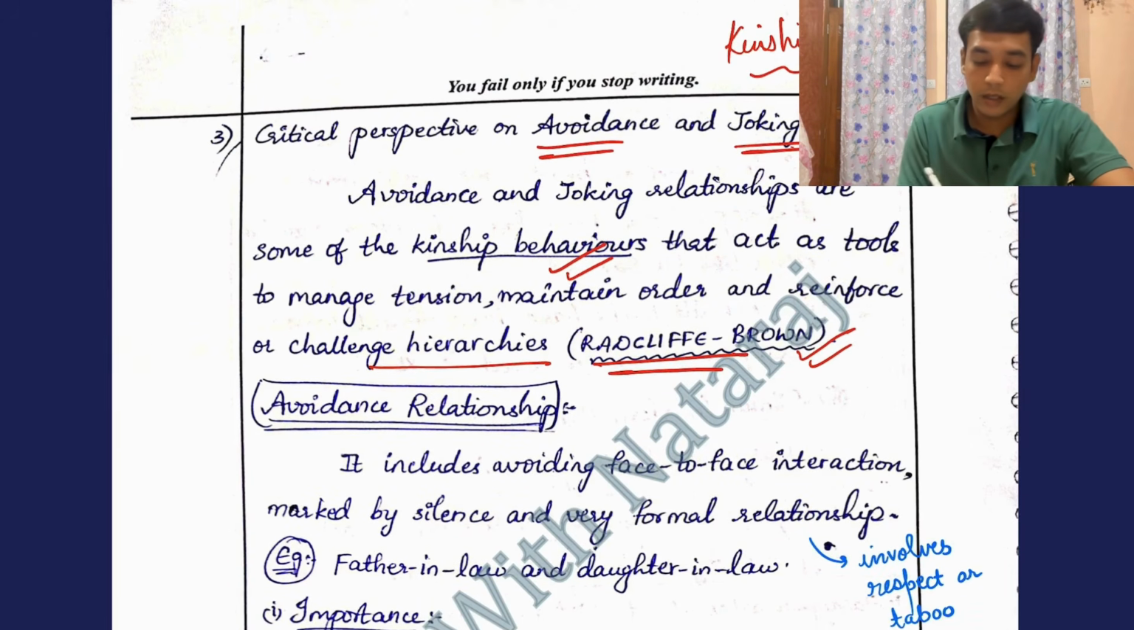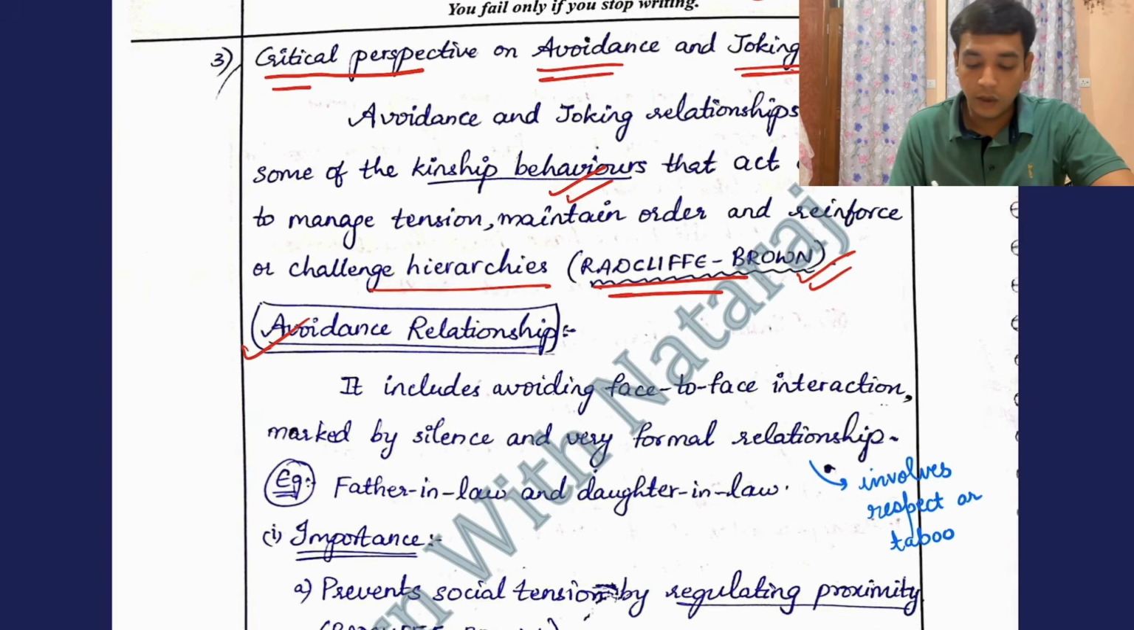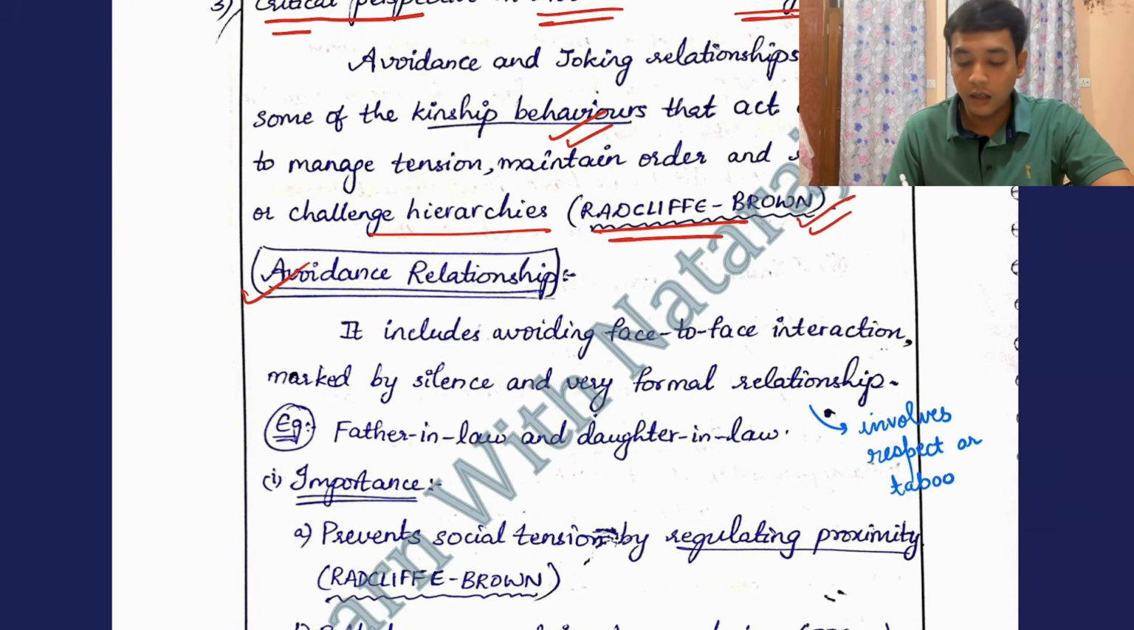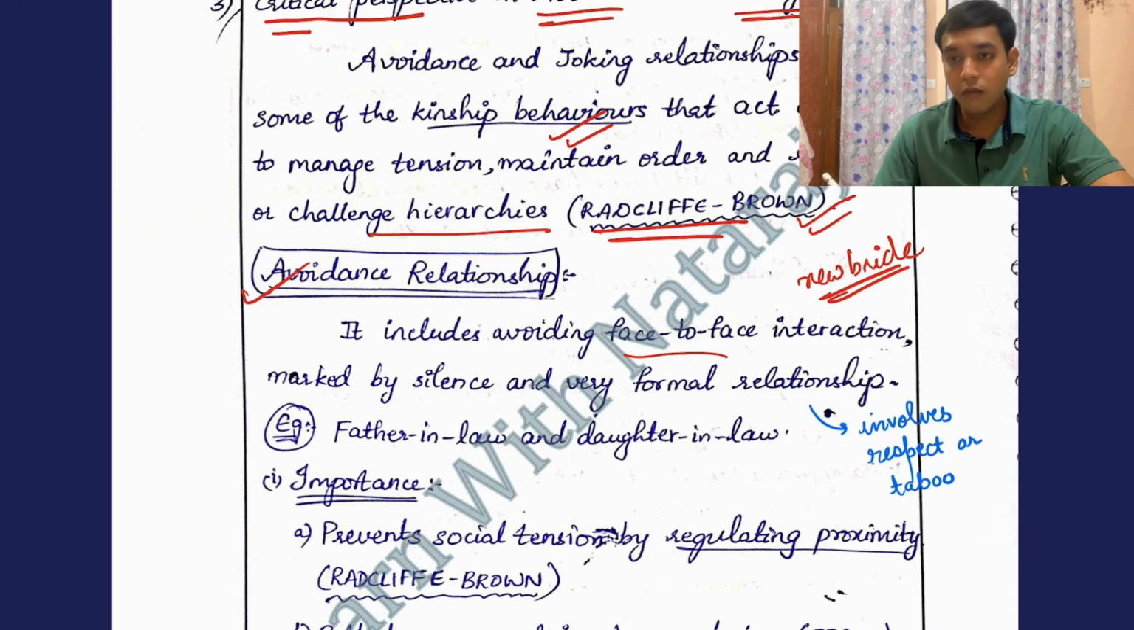Then the question is about critical perspective, right? So we will start with the avoidance relationship. What is avoidance? That we usually avoid face-to-face interaction, and there is silence. So we see that whenever a new bride comes to a home, you see an avoidance relationship between the bride and the sasur, or the father-in-law, right? So that shows an avoidance relationship.